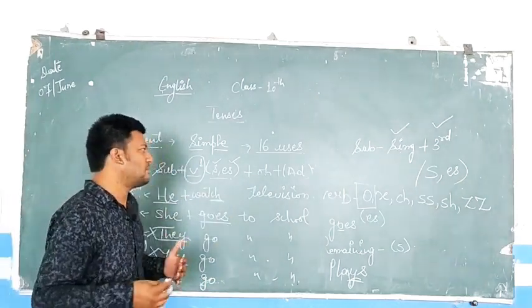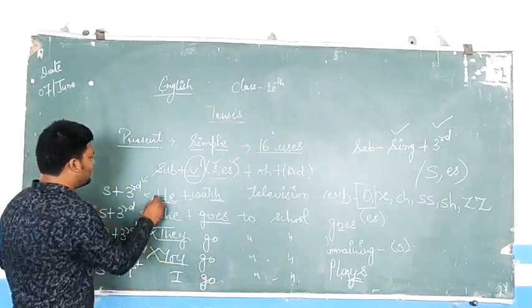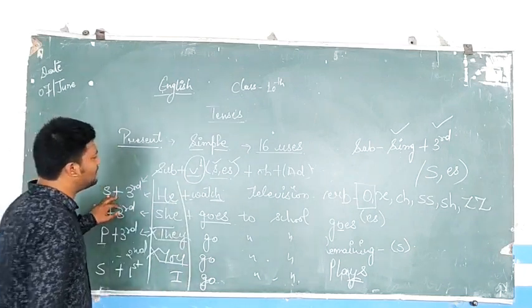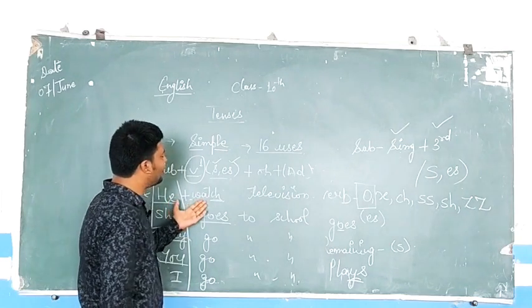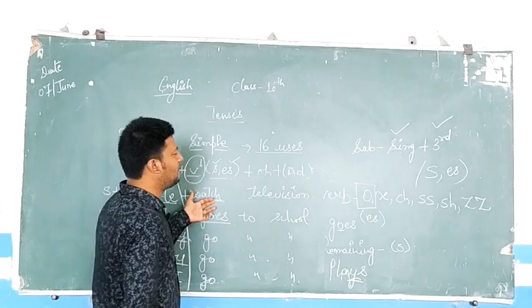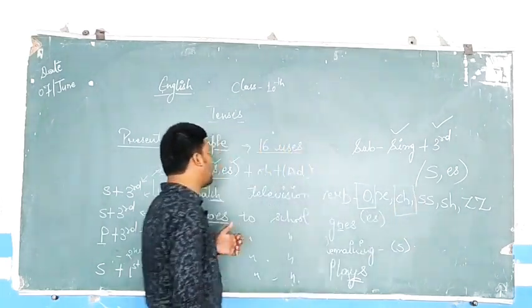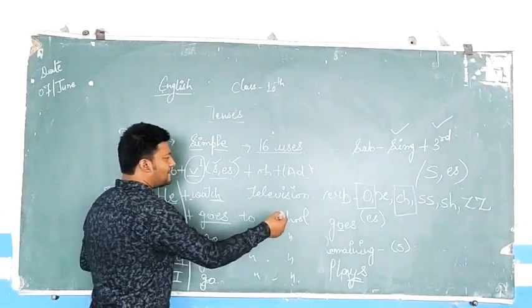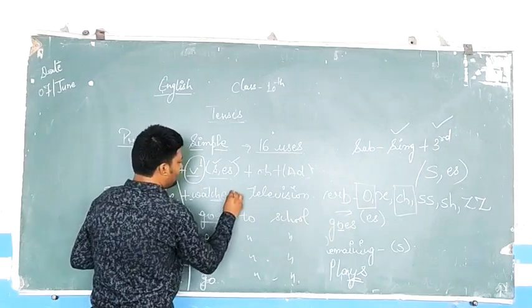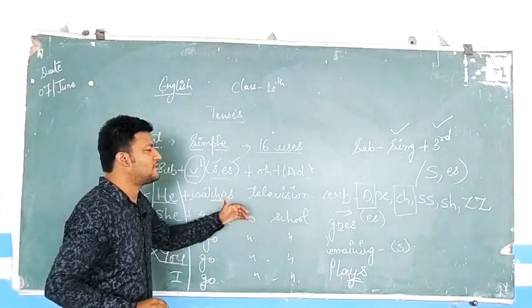As a student, how do I write the sentences here? First, I will check the subject. If the subject is third person and singular, then I will see what my verb is. My verb ends here with ch. Is ch here? Yes, ch is here. So s or es, of course, es. So it becomes watches. He watches television.